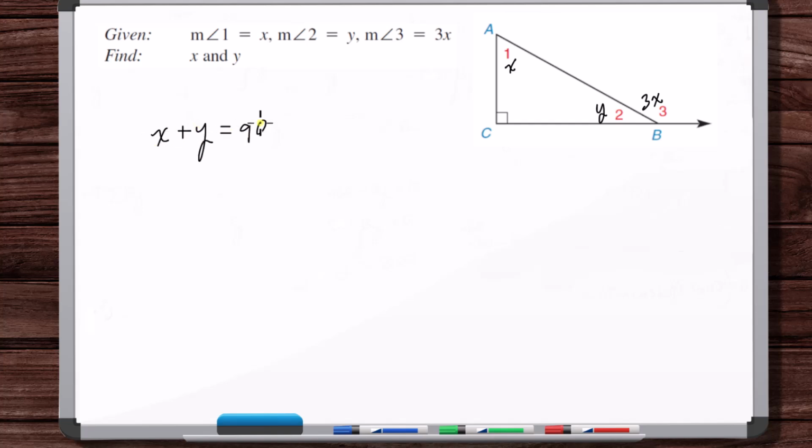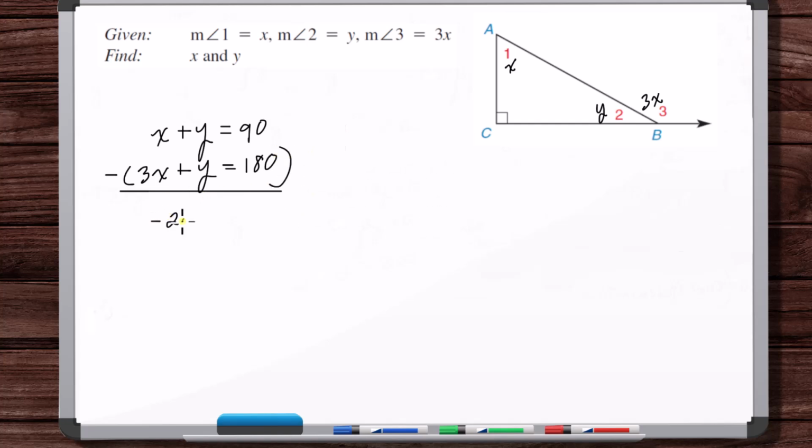We can start there. All right, now we know that also the sum of angles 2 and 3 is going to be equal to 180, right? These two are supplementary straight angles, so let's put 3x plus y is equal to 180. Two equations, two unknowns. And we can just go ahead and straight from here subtract these two equations.